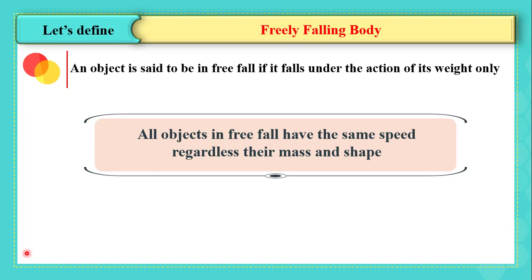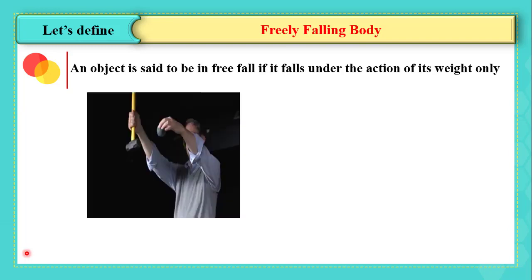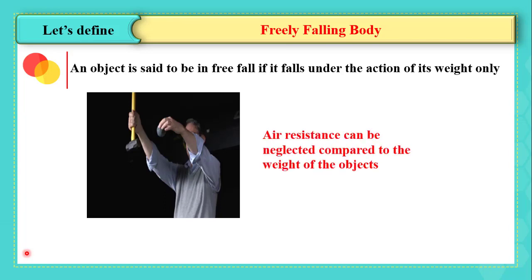Now let's go back to the experiment of the ball and the hammer in the beginning of this video. Even in the presence of air, both fell down with the same speed and landed at the same time on the ground. But why? This is because in this case the air resistance on the two objects can be neglected compared to their weights. Then the two objects are subjected only to their weight and are considered in free fall.